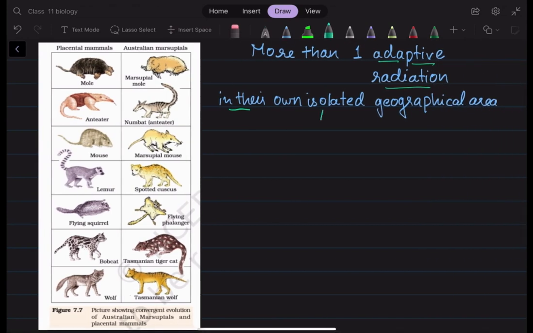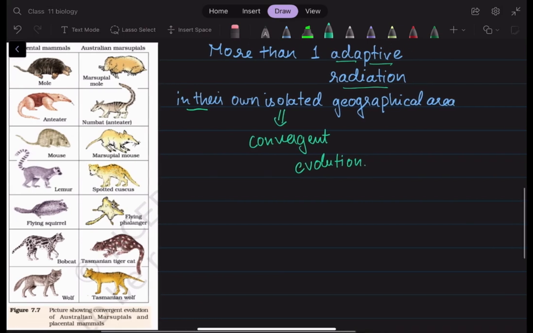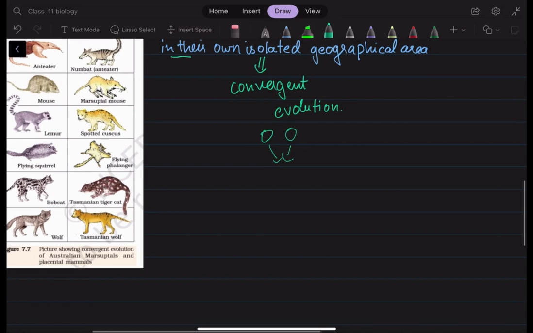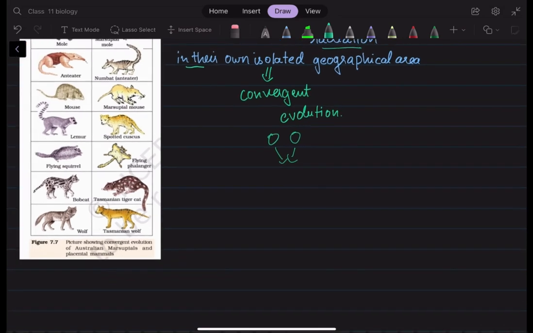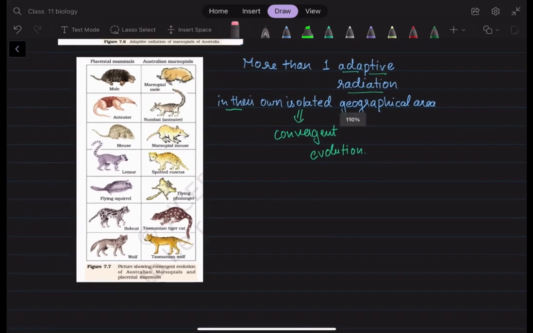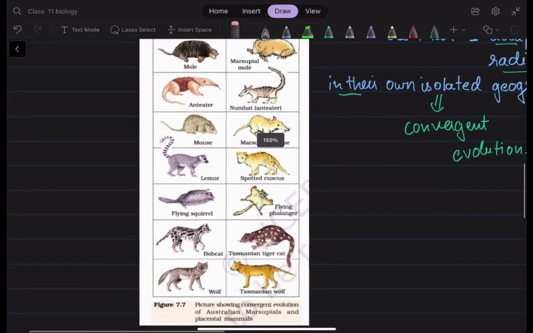We also call this an example of convergent evolution. We know that convergent evolution takes place when unrelated species end up in the same kind of environment and hence have organs similar in function, the analogous organs. Because of this similarity, we call this convergent adaptive evolution or radiation.